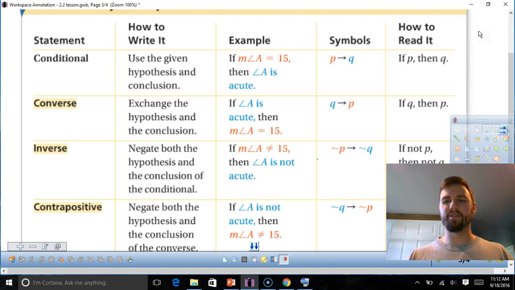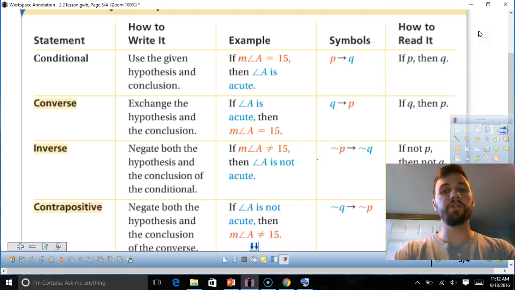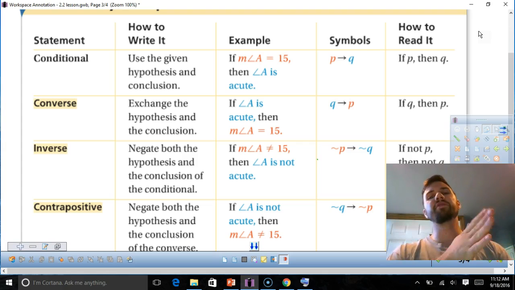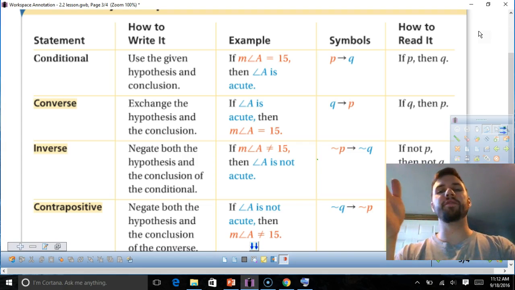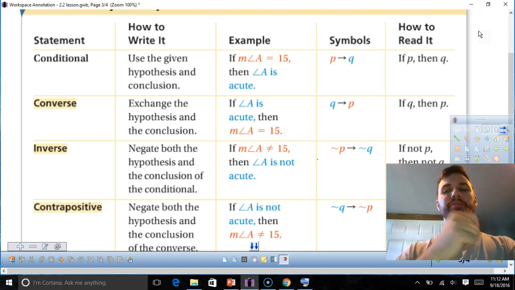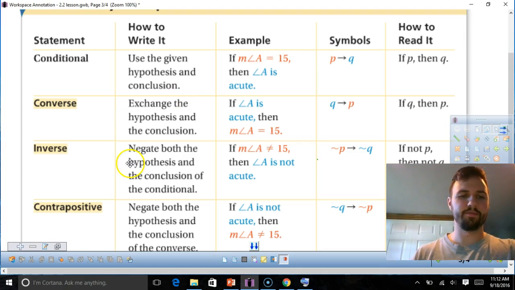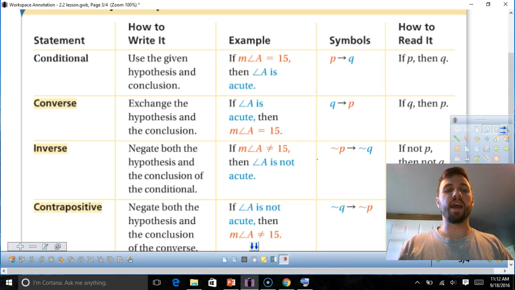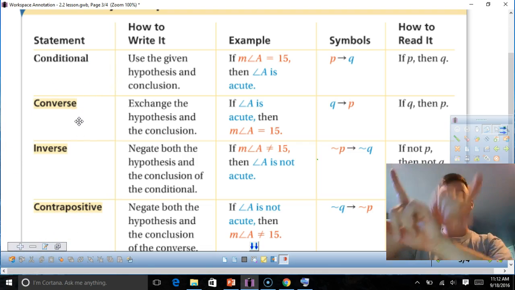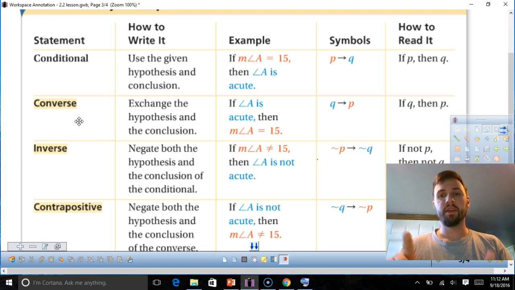We're going to go through lots of examples of these. So you have your conditional. If P, then Q. If the measure of angle A is 15 degrees, then A is acute. It's your original conditional. Now your converse is the reverse. You flip it. Instead of if P then Q, you do if Q then P.